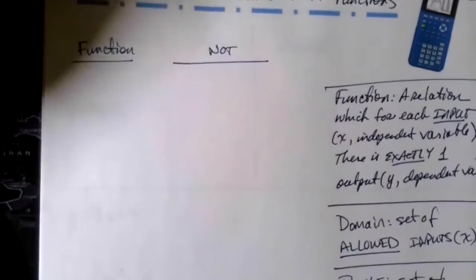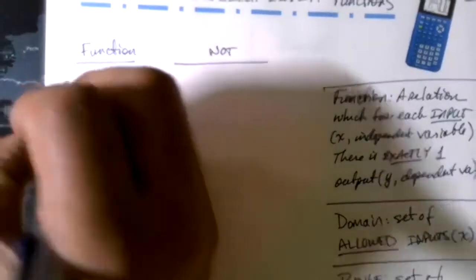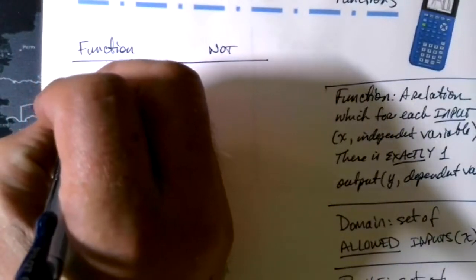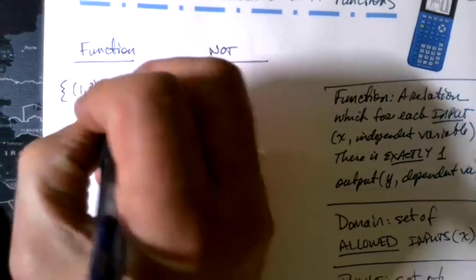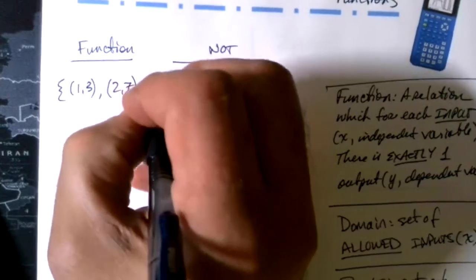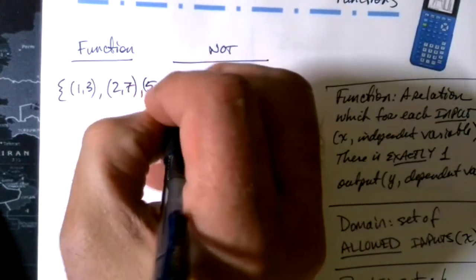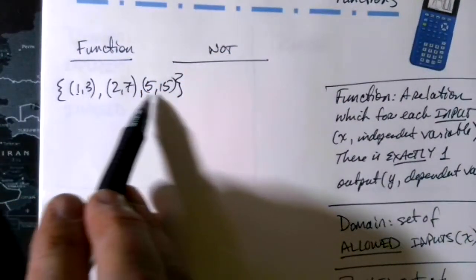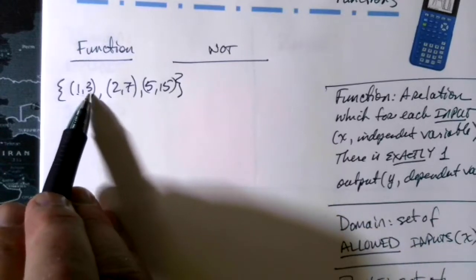Let's just look at some quick examples. So sometimes we look at these in terms of sets of numbers. So we might have an ordered pair of 1, 3, and another ordered pair of 2, 7, and another ordered pair of 5, 15. Okay, so notice that this X value of 1 only has a single Y value of 3.